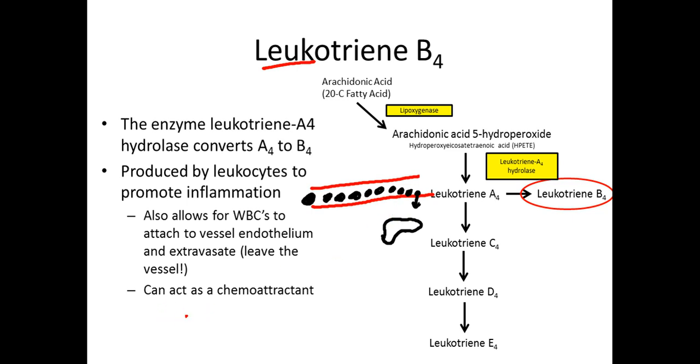It also can act as a chemoattractant. So B4 has a couple different abilities. It acts in one, inflammation, two, helps the white blood cells extravasate, and three, acts as a chemoattractant. So let's say the white blood cells are now around the liver. It's going to release all this Leukotriene B4. And what that does is it's going to tell other white blood cells, hey, this is where we need to end up. We need to concentrate our attack on this area of the body.